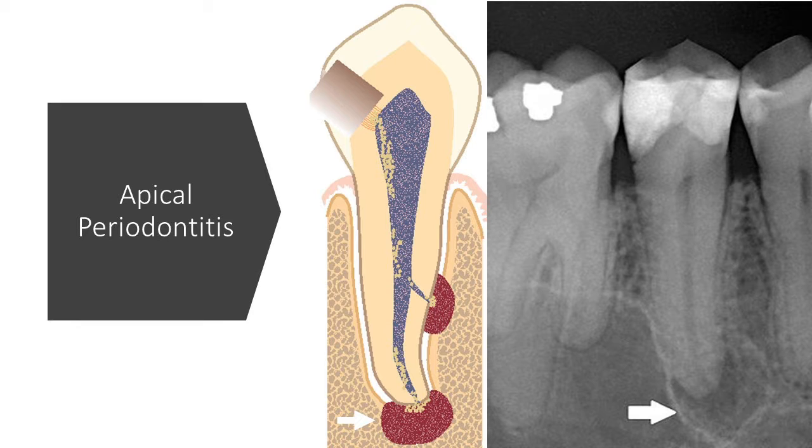Radiographically, we would see a radiolucent abnormality at the apical area of a suspected tooth, and this can be either a cyst or a granuloma. You can't determine whether this radiolucency is a granuloma or a cyst until you send it for histological analysis.